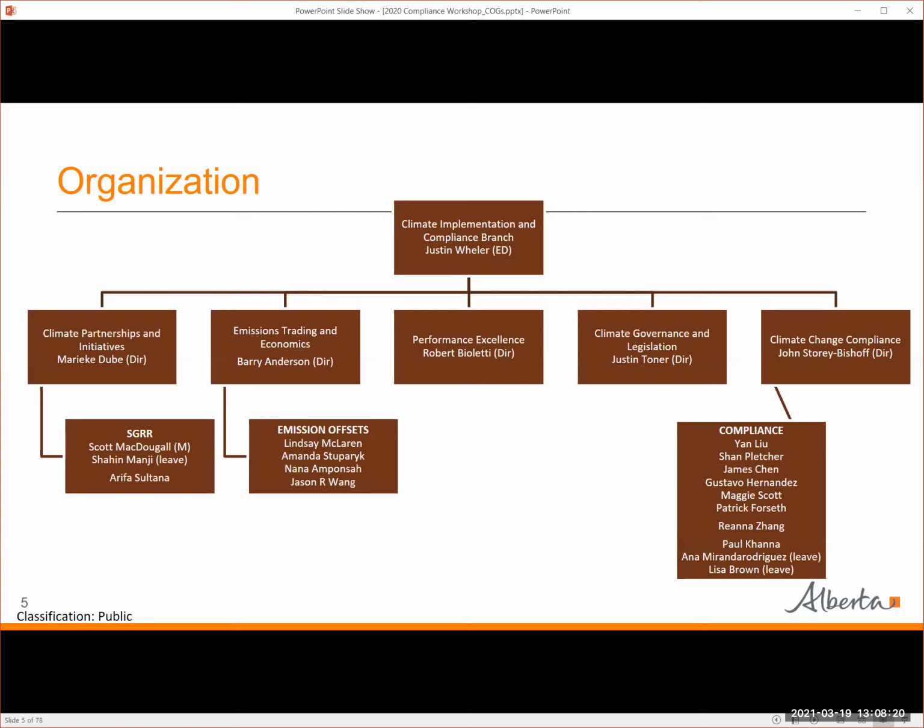There are a number of units reporting to Justin, but perhaps the most relevant to today's conversation is the Climate Change Compliance Unit. That unit is directed by John Story-Bischoff. John has a number of climate change engineers and compliance specialists reporting to him, including Yan Liu, Shan Pletcher, James Chen, Gustavo Hernandez, Maggie Scott, Patrick Forsyth, Rihanna Zhang, Paul Kahana, Anna Miranda Rodriguez, and Lisa Brown. Next slide, please.